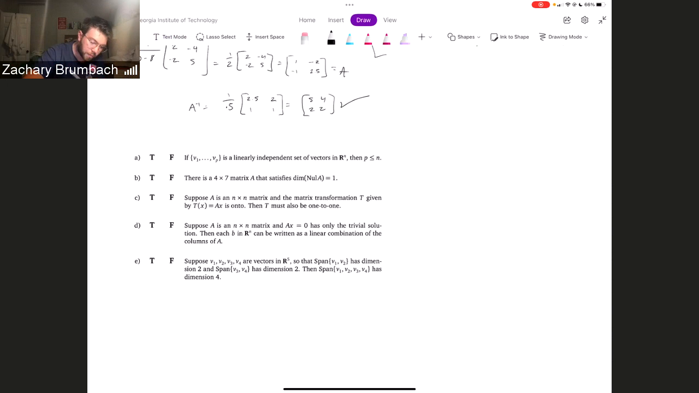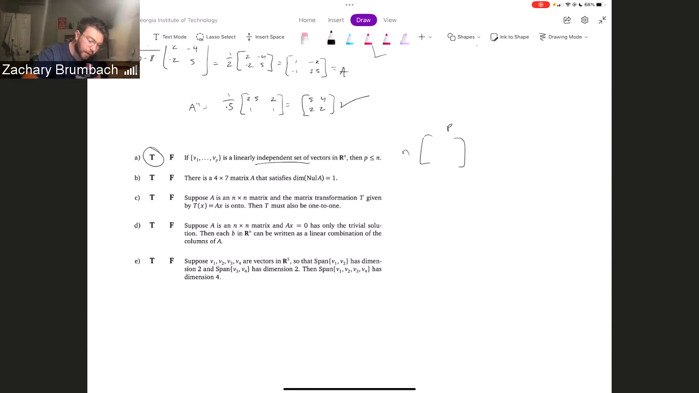If vectors v1 to vp, so let's call this some matrix, there's p columns, form a linearly independent set of vectors in Rn, that means there's a pivot in every column. In Rn, a linearly independent set has to fit in the space, because if p is greater than n, that means there's linear dependence. That would be true.